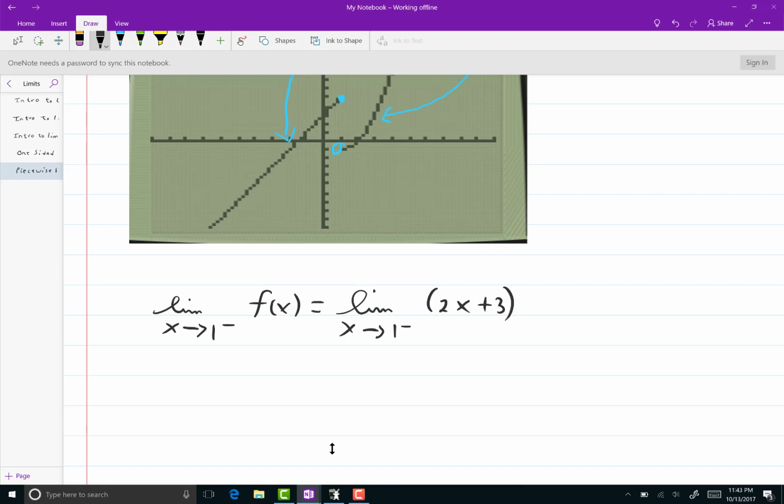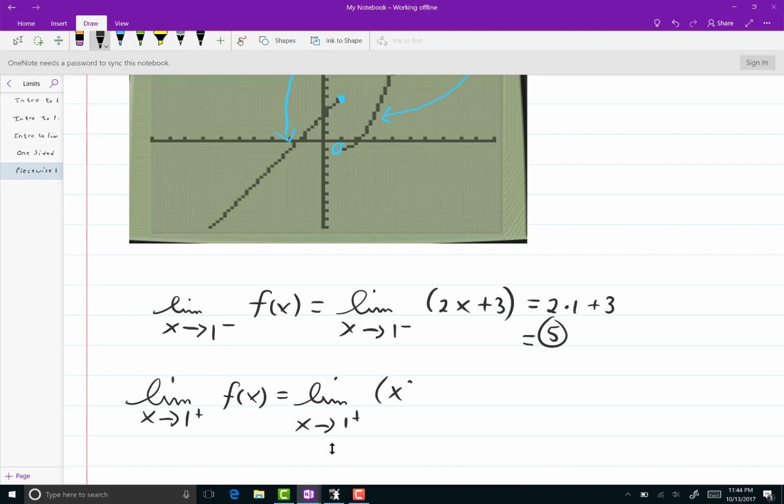When x is less than 1, the rule is 2x plus 3. So I can just plug in the 1, 2 plus 3, end up with 5. Now look at the right limit. x goes to 1 from the right. The rule for numbers bigger than 1 was x squared minus 2x. So that's what I'm going to use in this instance.